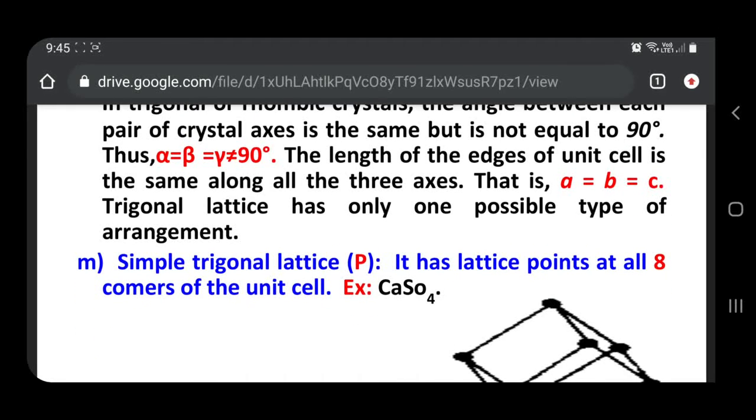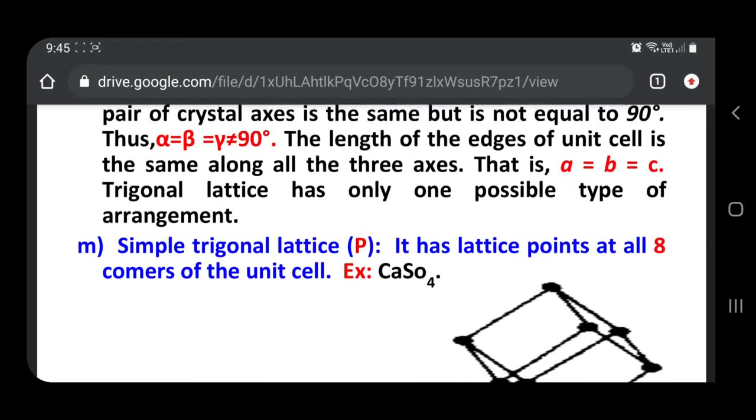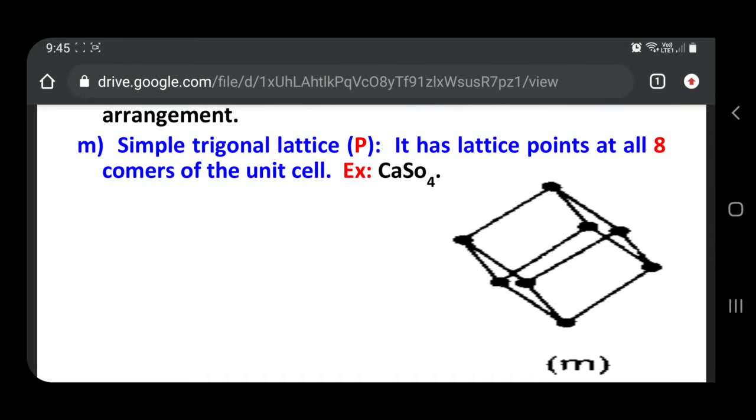So it has only one possible type of arrangement, which is simple trigonal lattice. So it is primitive. It has lattice points only at all 8 corners of a unit cell. And example CaSO4, that is calcium sulfate.